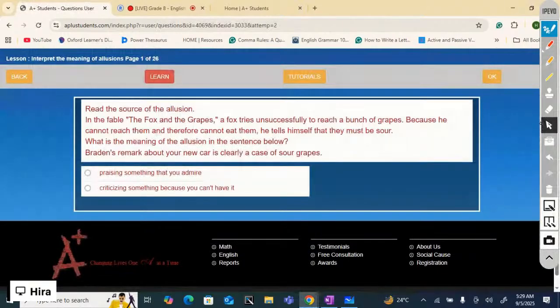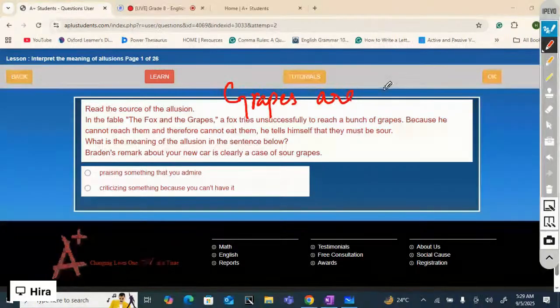Let's read the source of the allusion. In the fable, The Fox and the Grapes, I hope you remember, it's Aesop's fable. It's a very famous one. A fox tries unsuccessfully to reach a bunch of grapes. Because he cannot reach them and therefore cannot eat them, he tells himself that they must be sour. You might have heard this, "grapes are sour." So it's an allusion to this.